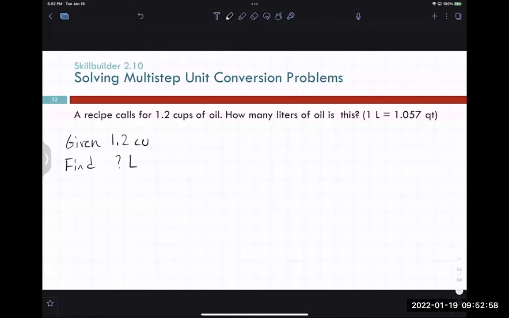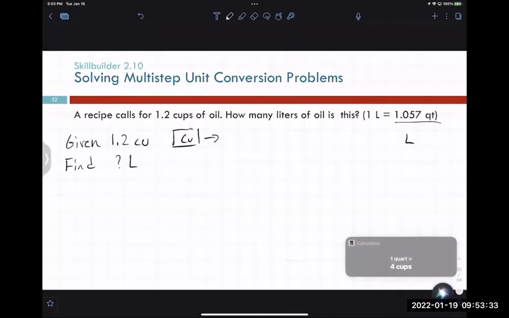Cups, I don't remember how many cups there are in a quart. Okay, so we're given this. We're going to say that we have cups. Eventually, we want to get to liters. Our first step, though, we are given a hint that there's 1.057 quarts in a liter. I think there's 4 cups in a quart. Nobody bakes enough to know. Hey Siri, how many cups are in a quart? Yeah, it's 4. Thank you. Now go away.